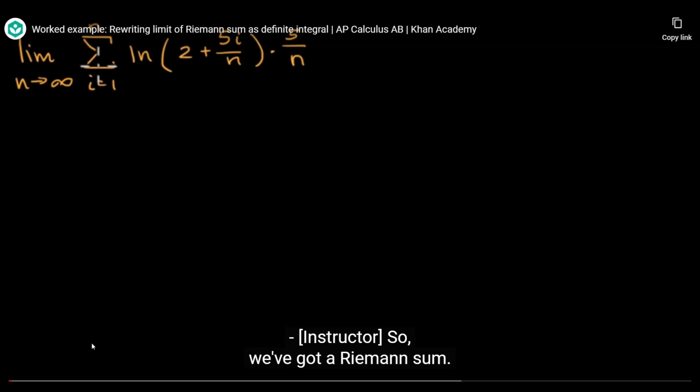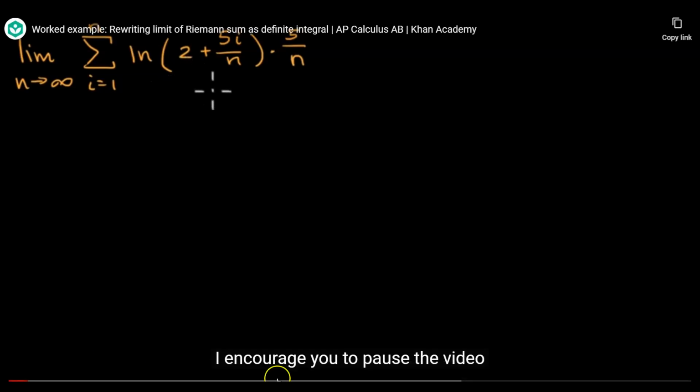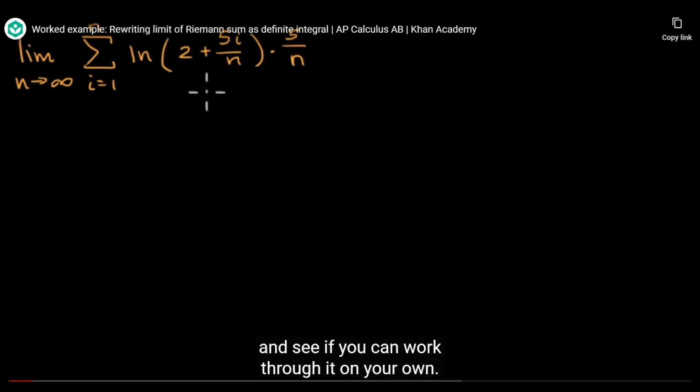So we've got a Riemann sum. We're going to take the limit as n approaches infinity. And the goal of this video is to see if we can rewrite this as a definite integral. I encourage you to pause the video and see if you can work through it on your own.